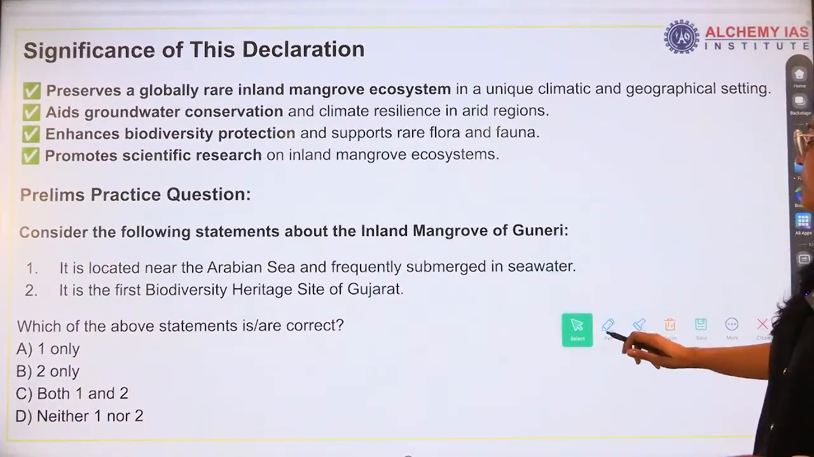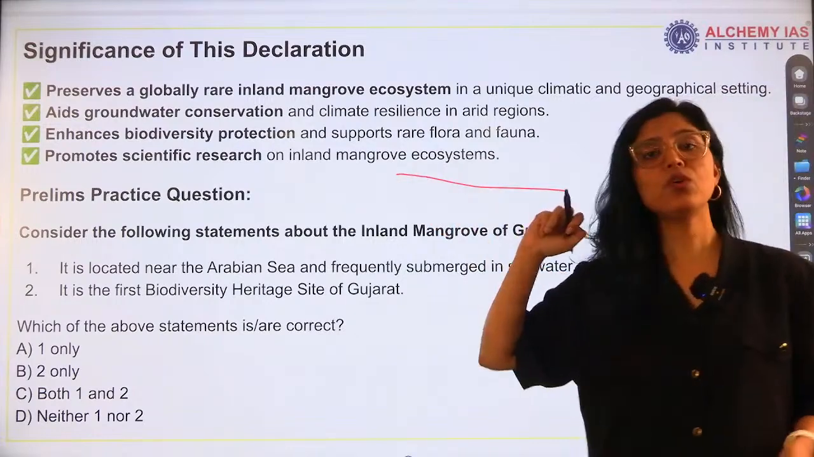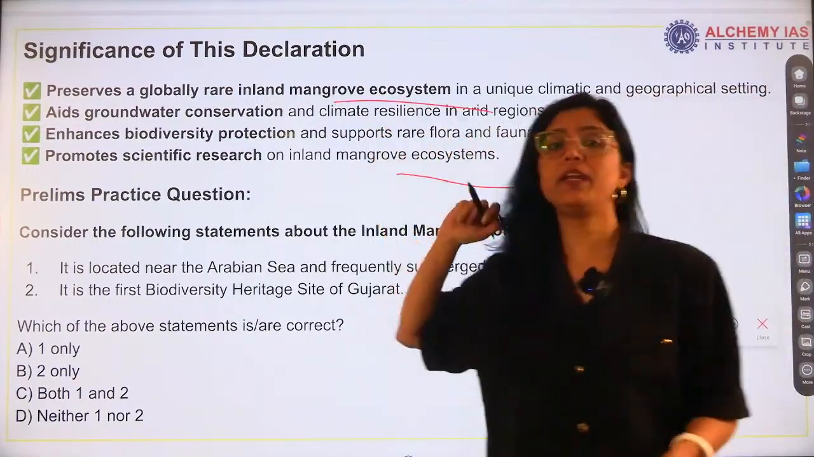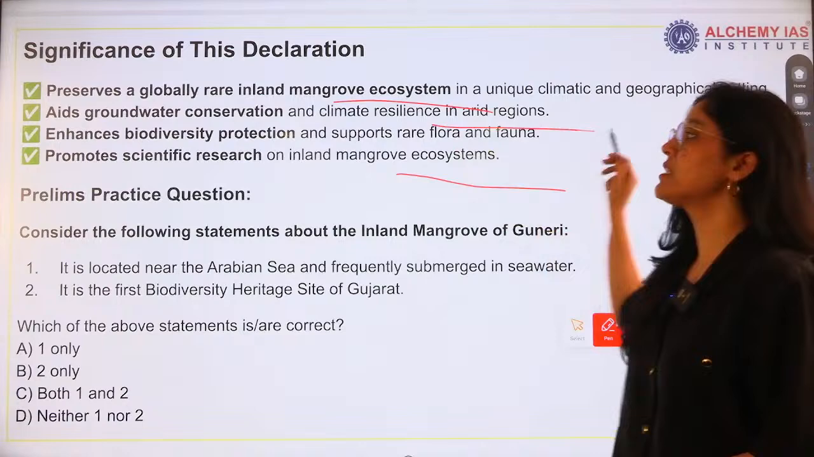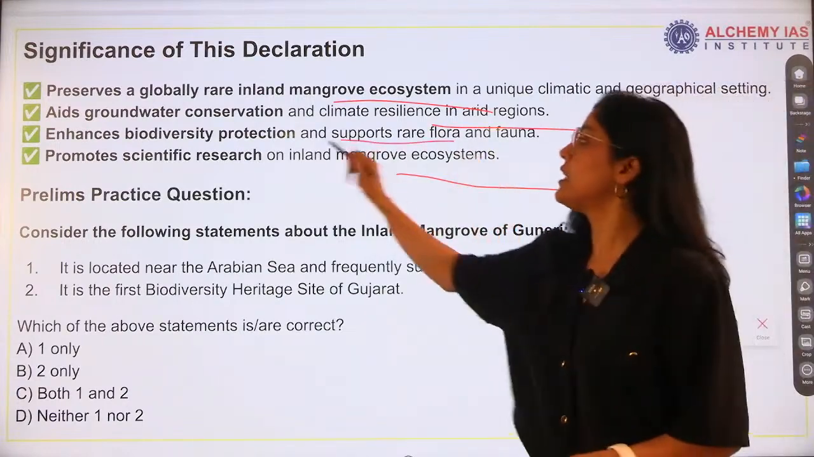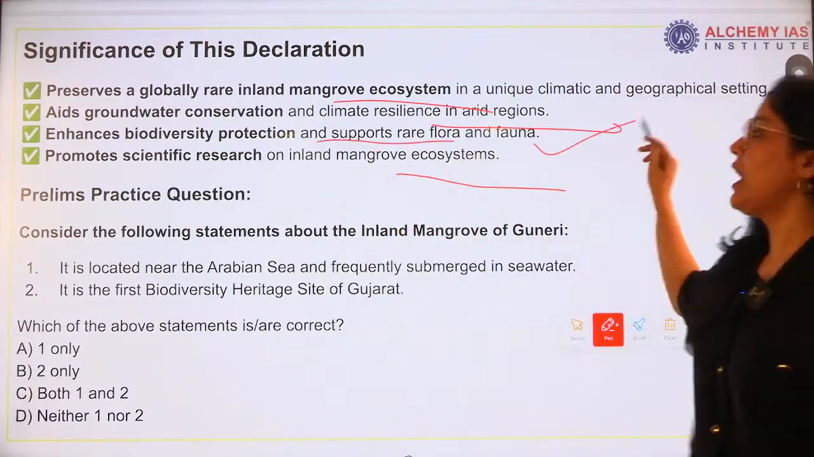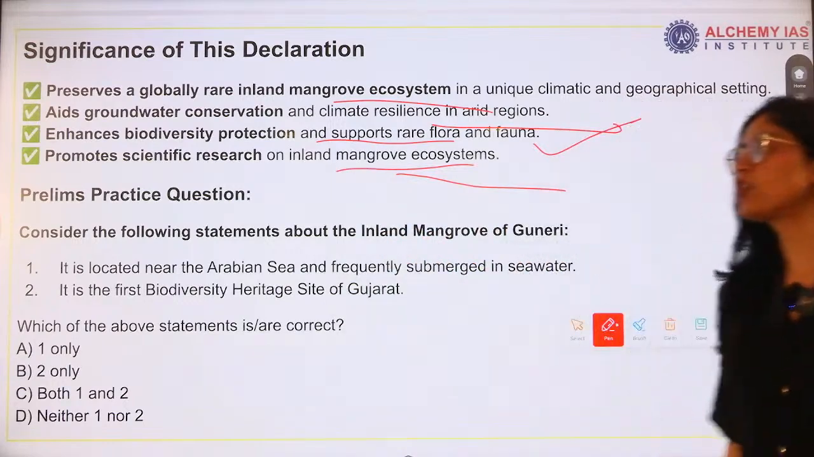Next is significance of this declaration. So, globally, rare inland mangrove ecosystem it preserves, aids groundwater conservation, enhances biodiversity protection, and promotes scientific research also.